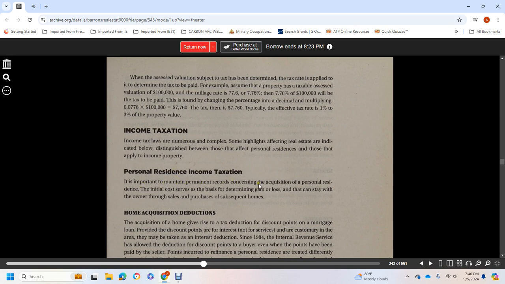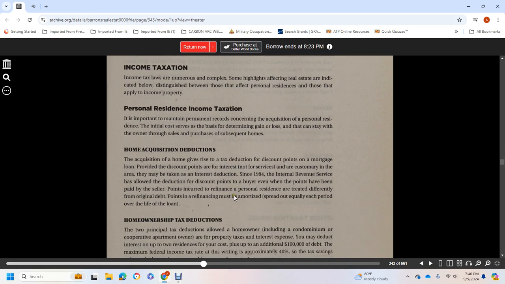Maintain permanent records concerning the acquisition of a personal residence, including the initial cost basis, for determining gain or loss. The records can stay with the owner through sales and purchases of subsequent homes.